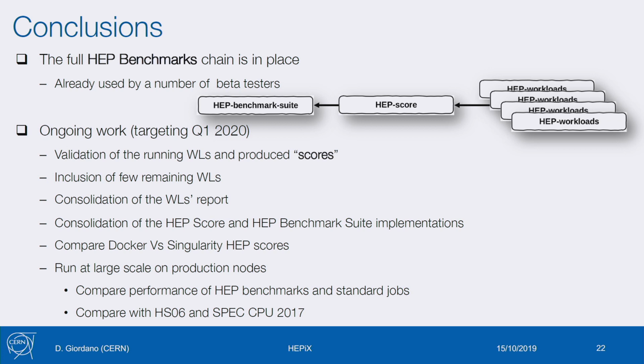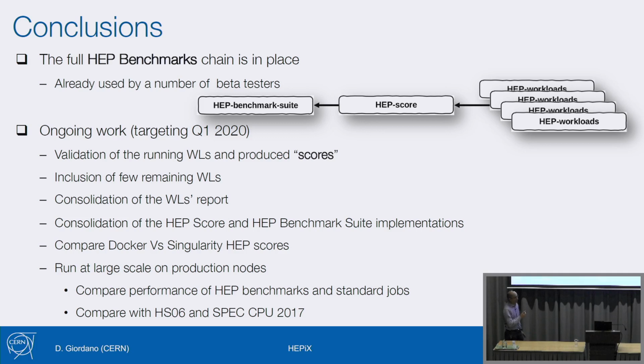And those are my conclusions. I hope that I passed you the main message. We now have this app benchmark chain fully in place, so it can be tested. There are people that have already started to test, and it's useful for us to get feedback. There is work that can be done in the next 6 months. In particular, we have to consolidate some of the workloads, and some of the procedures that we have for the HEPscore and the App Benchmark Suite. We have to compare Docker and Singularity scores.